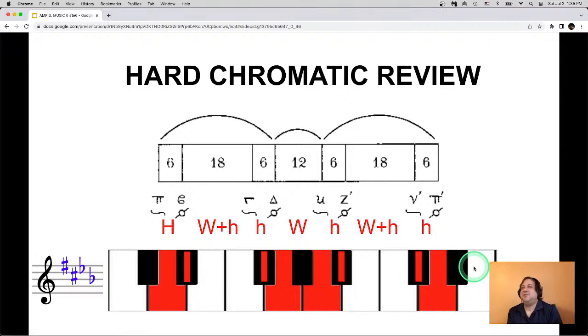Anyway, let's have a really quick review on hard chromatic. Soft diatonic is the hardest one, I feel like, because soft diatonic has all these little things that can kind of move around, especially when you get into things like aihya.